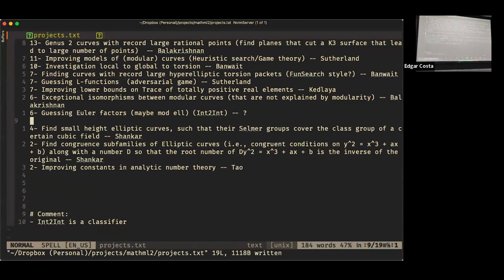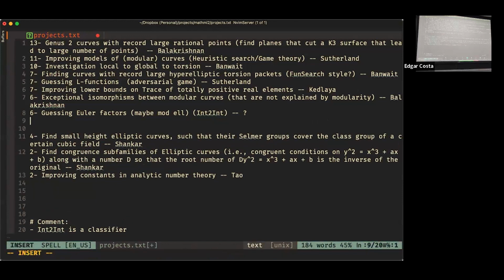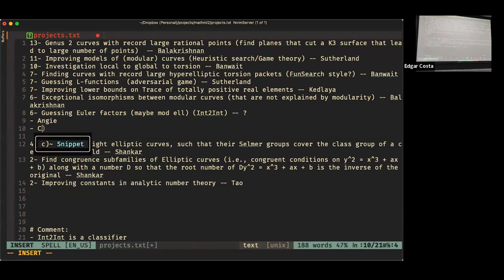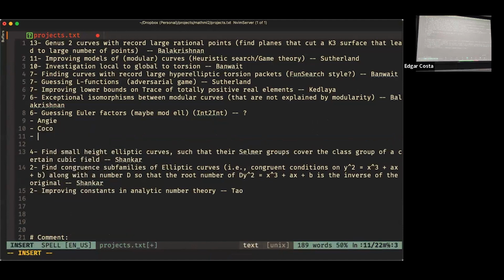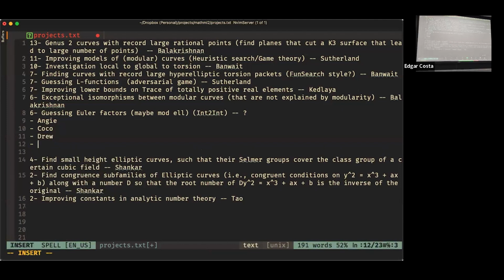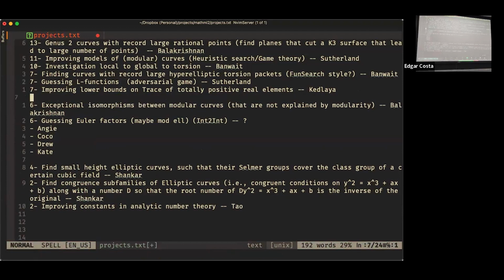Guessing other factors, maybe modular curves. Okay. Did I miss anyone? No. Exceptional geometries between modular curves. I saw no one. Improving our bounds on traces of totally positive real elements.